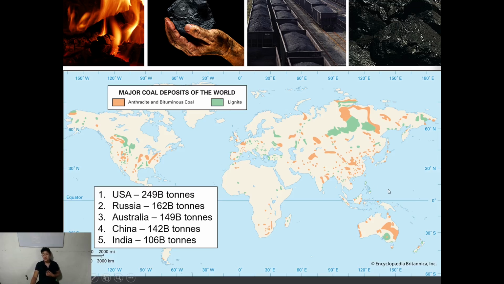Okay, how about the Philippines? Do we have coal deposits here? Based on the map, the green areas. We actually have 348 million tons. Compare that to the fifth country, which has 106 billion. We don't even reach 1 billion. That is why we just import coal for our power plants. Usually, the nearest source is Indonesia.